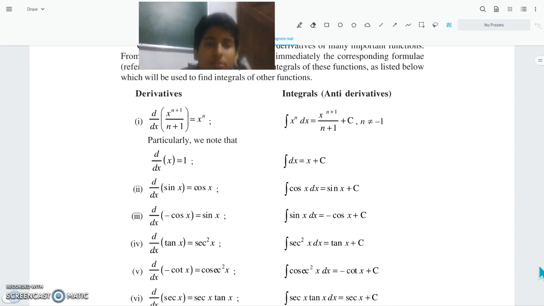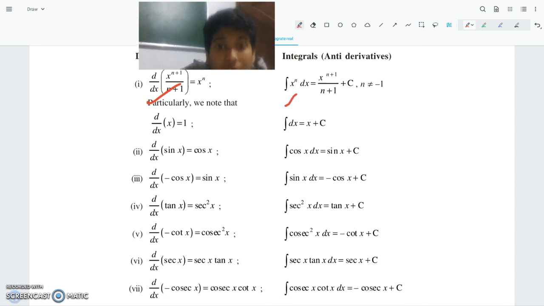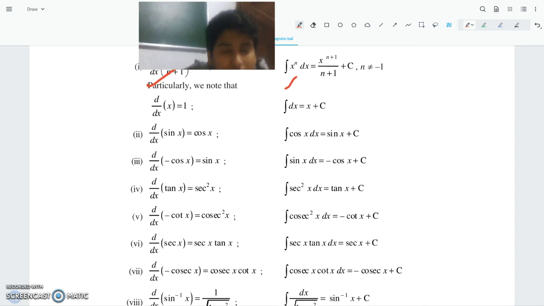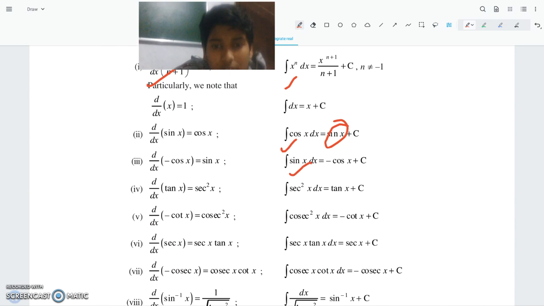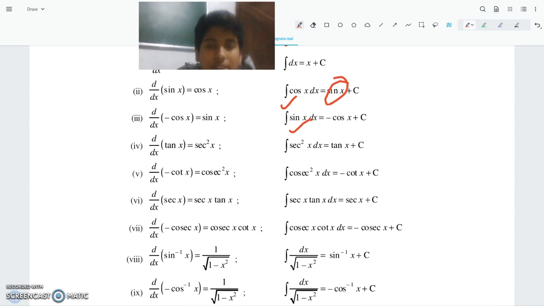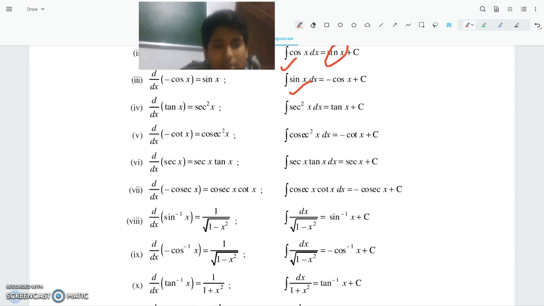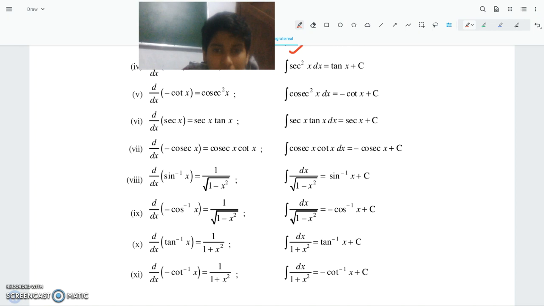So in integration we have done many formulas: the integration of x^n, the integration of cos x is sin x, and the integration of sin x is minus cos x. The integration of sec square x equals tan x. Why? Because the derivative of tan x is sec square x, so the integration of sec square x is tan x. We should remember these, like integration of dx upon root of 1 minus x square is sin inverse x.